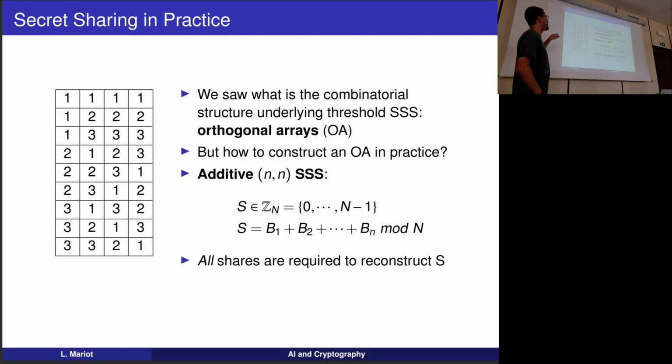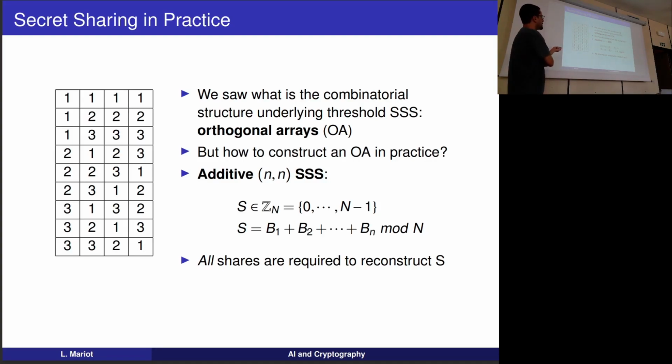So the dealer will choose, if the secret is, for example, 2, he will select randomly one of the rows containing 2. Sorry, these are 3, because it is a 4x9 orthogonal array. So we have 3 possible secrets in total. It will find, in one of the 3 rows containing 2, the corresponding shares, which are the entries in the other columns, and then it will distribute these shares to the participants.